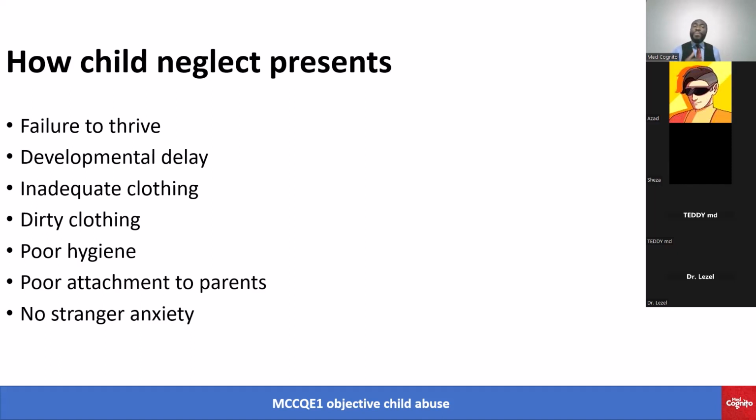Dirty clothing, poor hygiene, poor attachment to parents. So that's what Dr. Umar was talking about. This child does not want to even get attached to the parents at all. No stranger anxiety. So you are expecting that this child, at a particular age, starts experiencing stranger anxiety. But this child would rather want to go to a stranger. Why? Because that child does not feel loved in the home he or she is coming from.